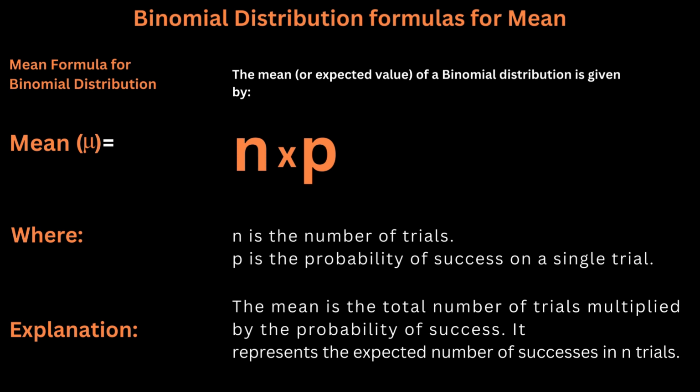The mean formula for binomial distribution: the mean or expected value of a binomial distribution is given by mean mu equal to n multiplied by p, where n is the number of trials and p is the probability of success on a single trial. The mean is the total number of trials multiplied by the probability of success. It represents the expected number of successes in n trials.